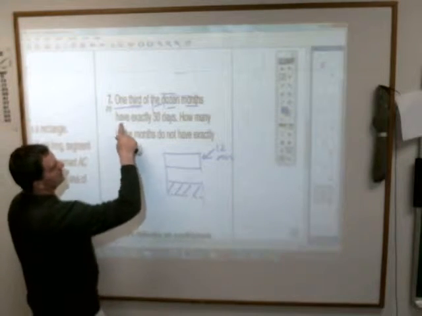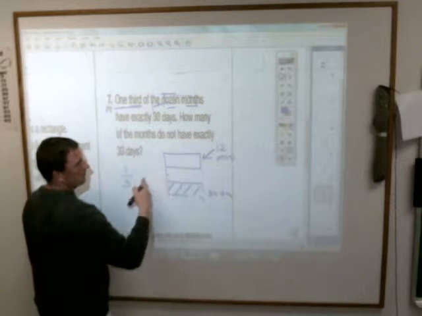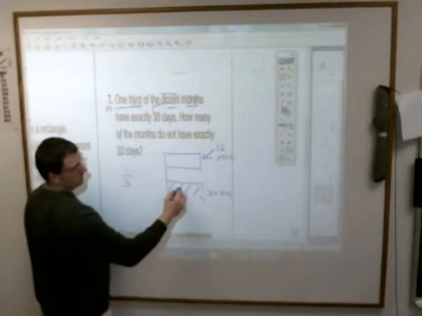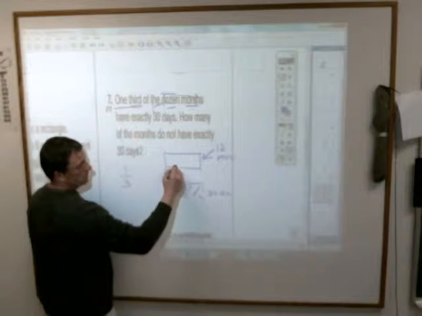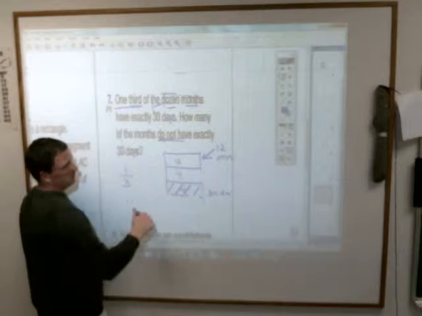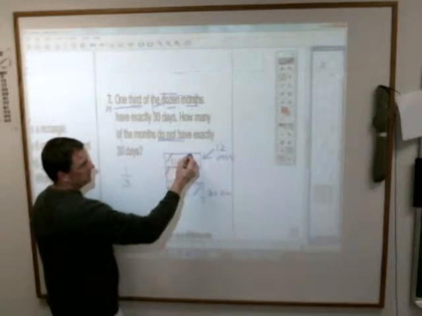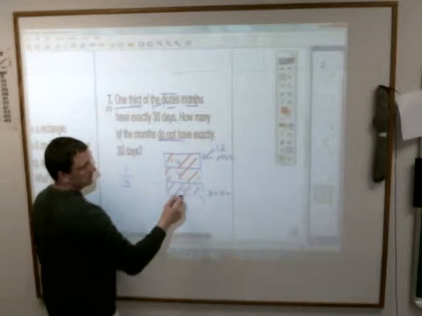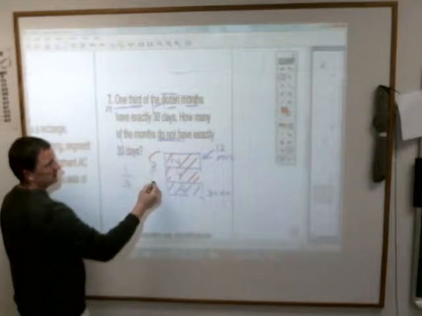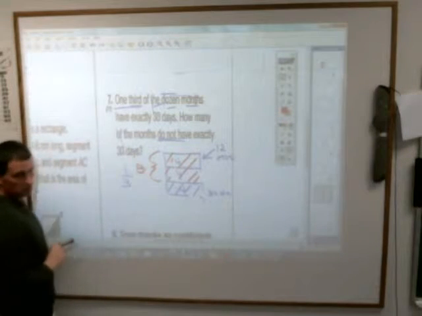1/3 of it is how many have exactly 30 days. How many is a third of 12? If you cut 12 into 3 equal pieces, how much is each third? 4. Now they wanted how many do not have exactly 30 days. Well, this part here does not have 30 days. So how many is that do not? 8.